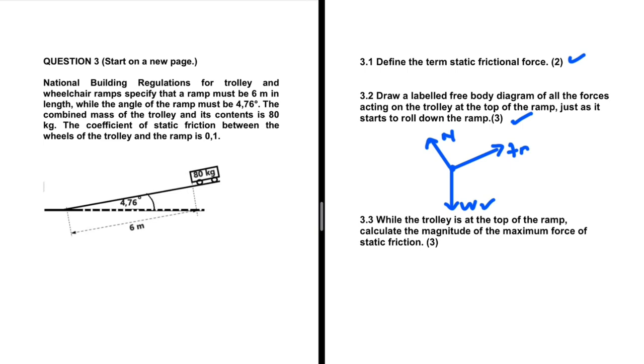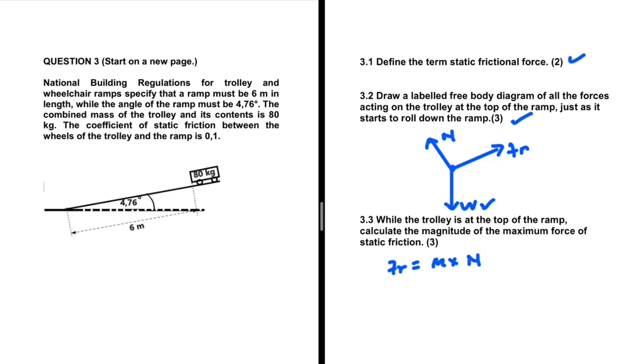That is 3.2. And 3.3, while the trolley is at the top of the ramp, calculate the magnitude of the maximum force of static friction. So if we want frictional force, we take the coefficient and multiply it by the normal force.